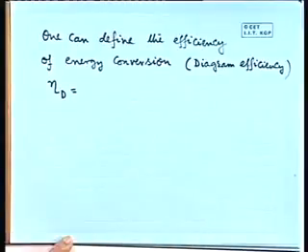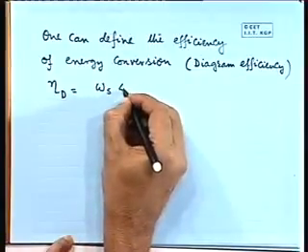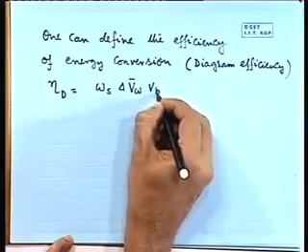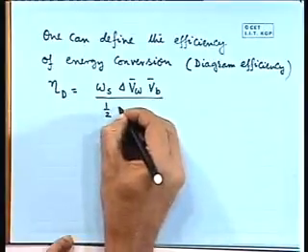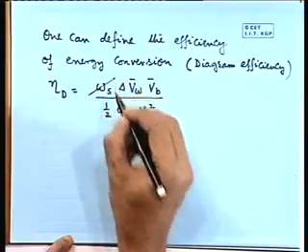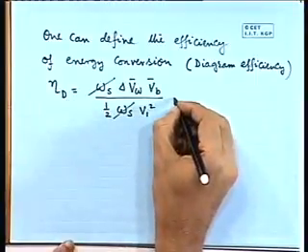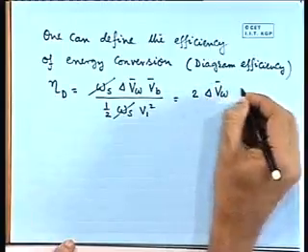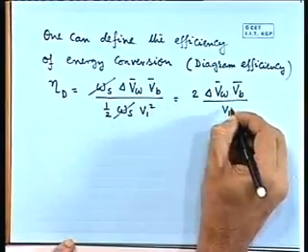So, what it will be? We will have omega s V omega into Vb divided by half omega s V1 square. Now, omega s can be cancelled from both the sides. So, basically you will get twice delta V omega Vb divided by V1 square.